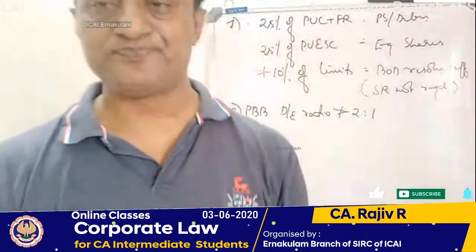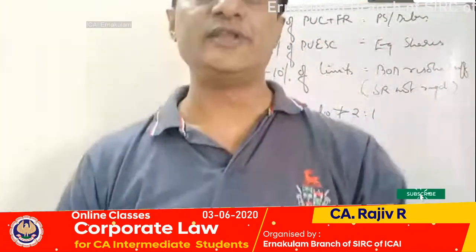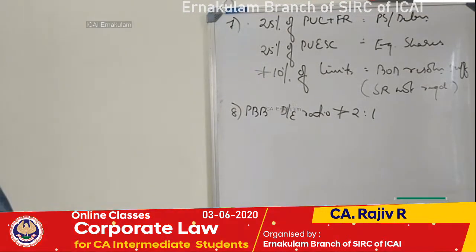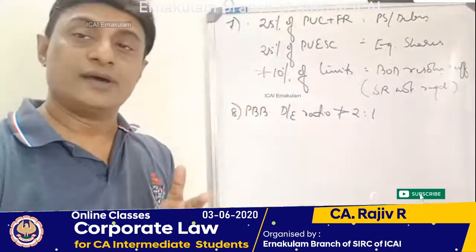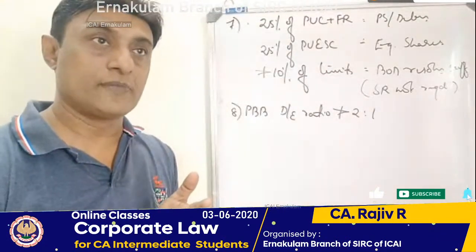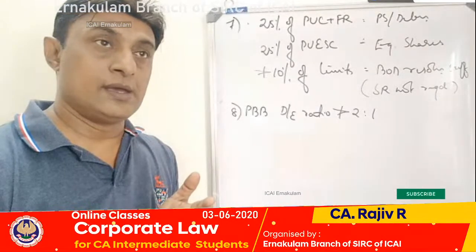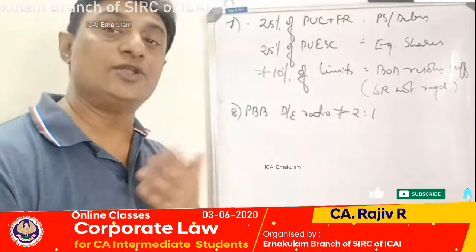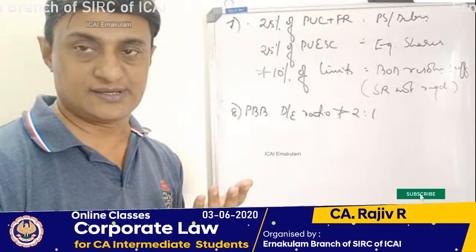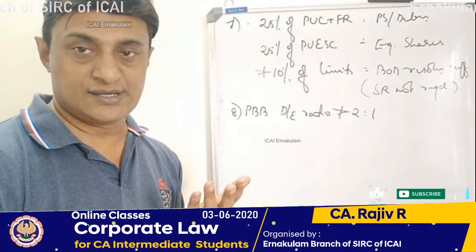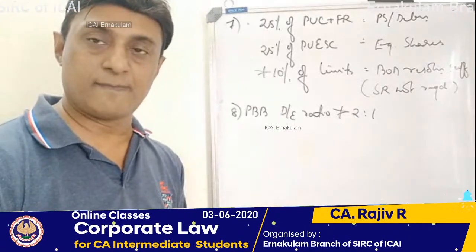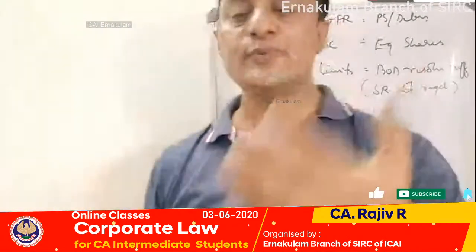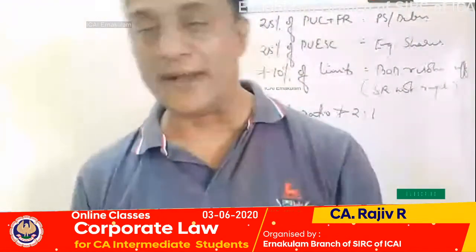So condition number 8. The post buyback debt equity ratio shall not exceed 2:1.